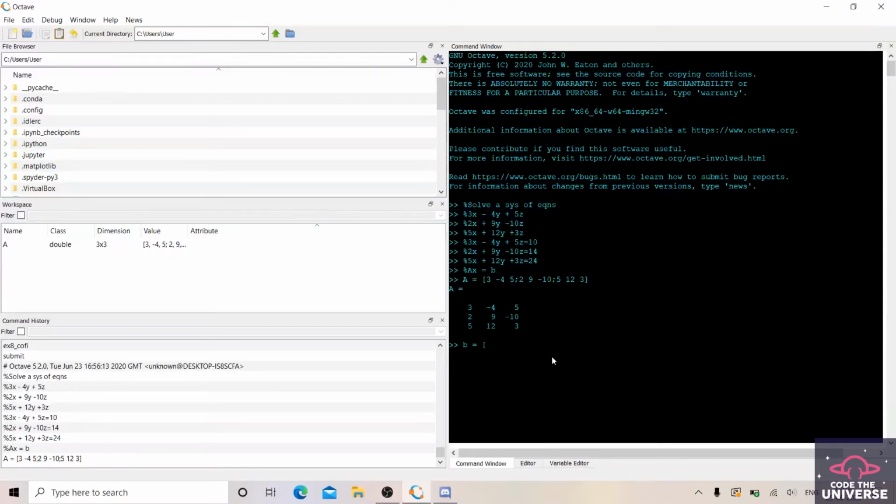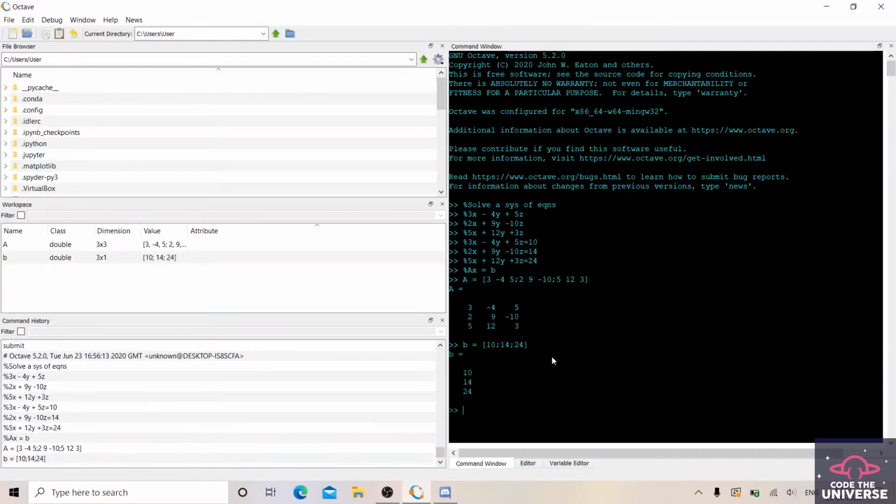Of course, this needs to be a column vector because, as you see from visualizing the system of equations, it's kind of in a column, right? It's not in rows. So 10 semicolon 14 semicolon 24. And that will be our B matrix.